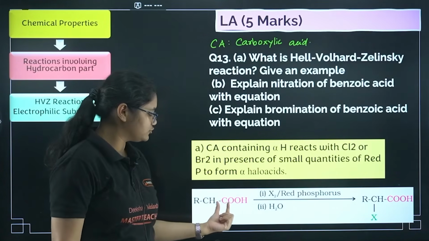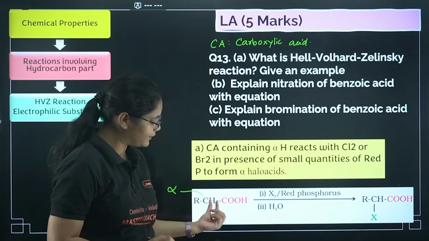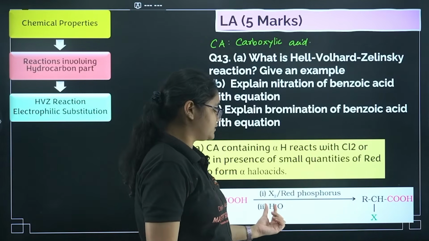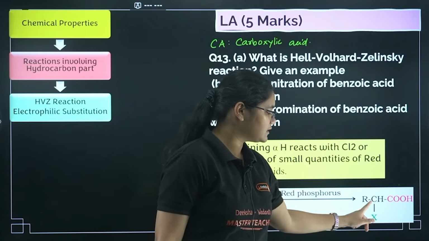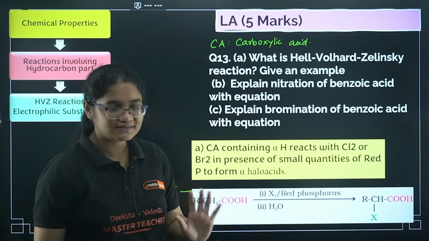So you can see RCH2COOH. This is the alpha carbon and the hydrogen attached to it is alpha hydrogen. Now when you react with X2, red phosphorus and water, this hydrogen is replaced with X. Now this is the alpha carbon and here we have the halogen, so an alpha halo acid is produced here.